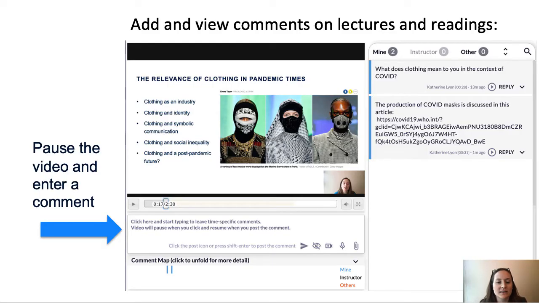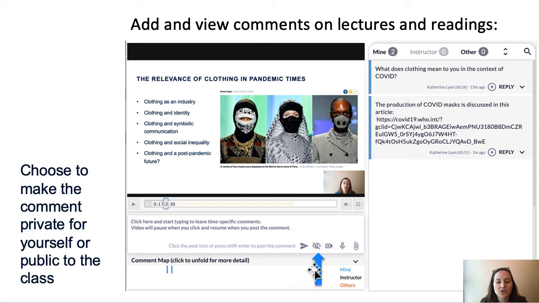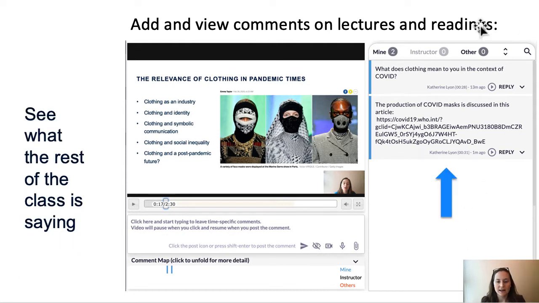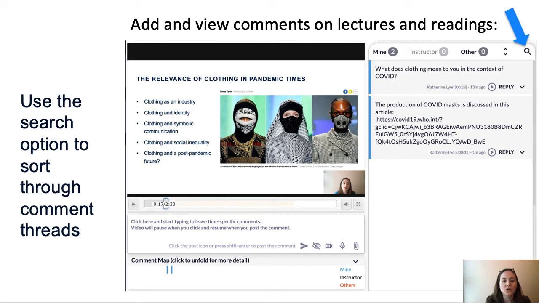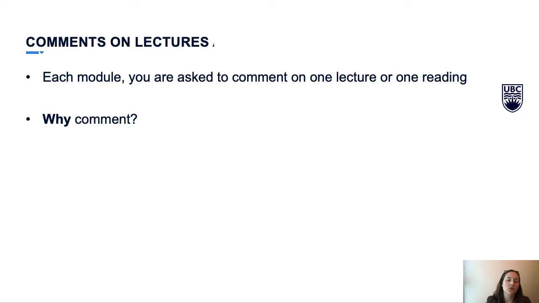So in class, you can see not only the video itself, which will play when you press play, but you can pause the video and enter a comment right here. You can choose then to make your comment private for yourself by clicking this I button, or public to the whole class. Over here on the right-hand side, you can see the comments made by me, made by your teaching assistant, and by your peers in the class. You can also search these comments through the search button if you're looking for a particular word or theme, or you want to see a particular comment thread. Each module, you're asked to comment on one lecture.